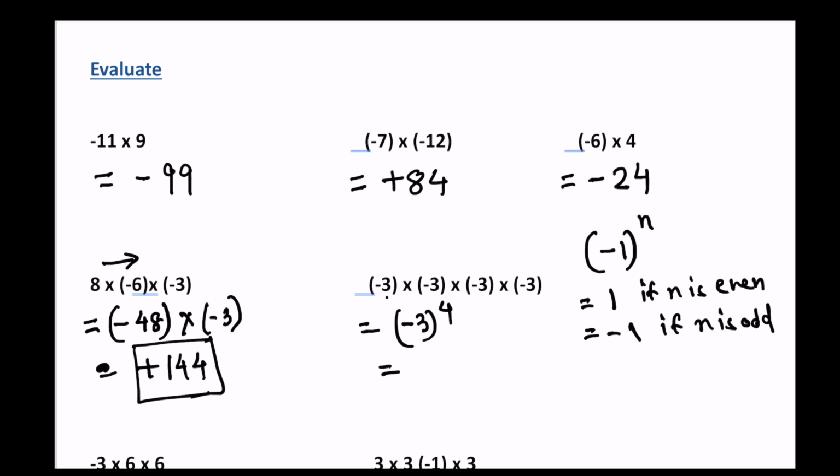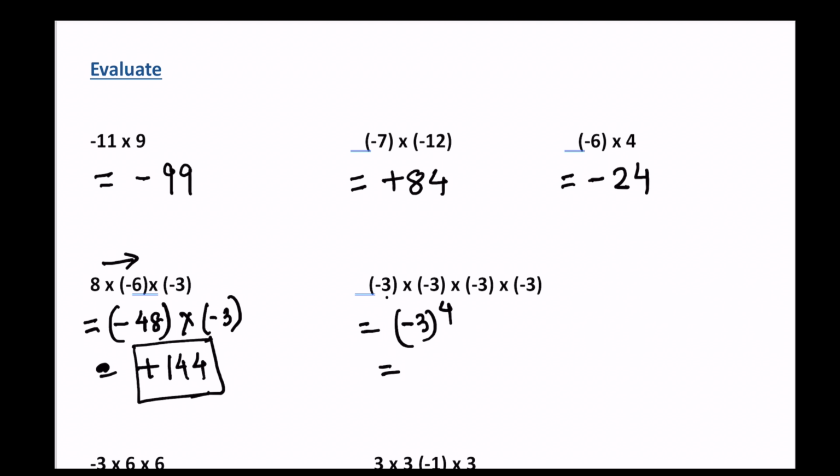Let's give an example. Minus 2 to the power 2. Minus 2 is a negative integer and 2 is an even number. So minus 2 to the power 2 is minus 2 into minus 2, that is positive 4.